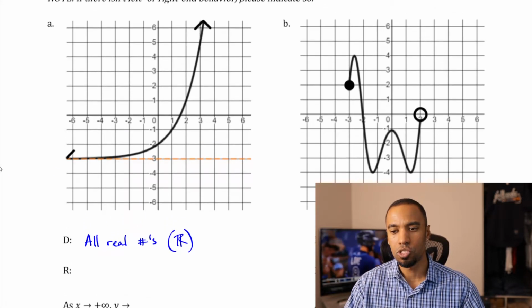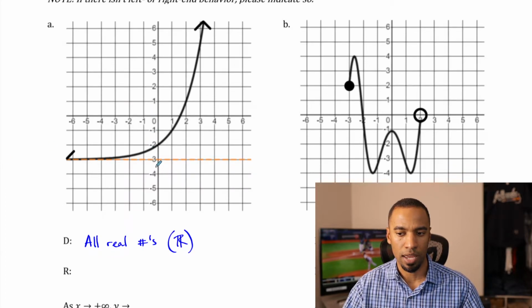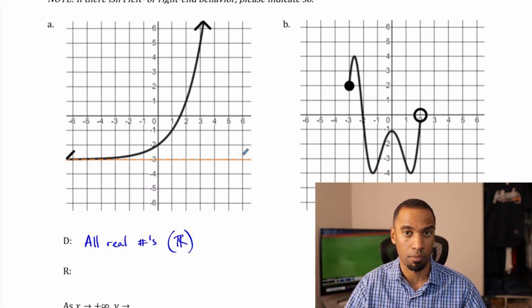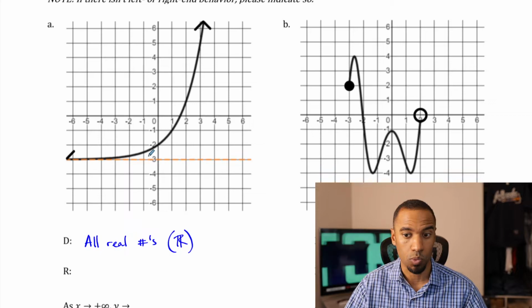Range is a little bit of a different story here, because we're limited in the range. It doesn't hit these negative numbers below -3. Heck, it doesn't even hit -3 if we're going to be actually specific about it, which we need to be.